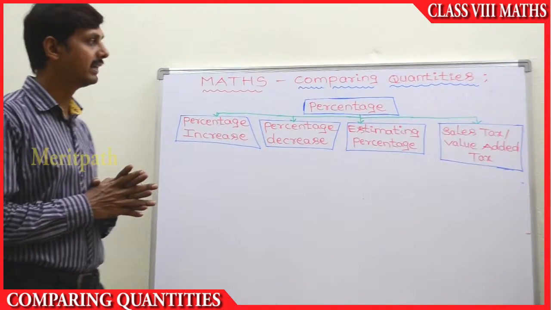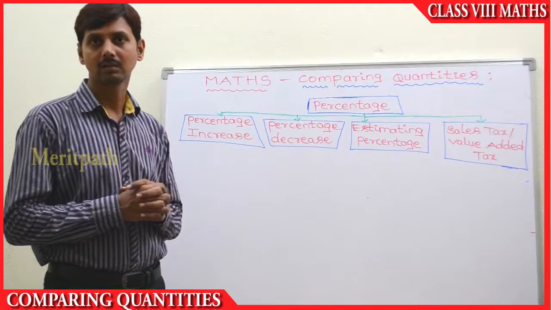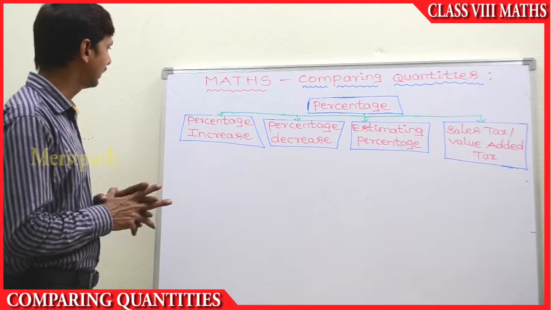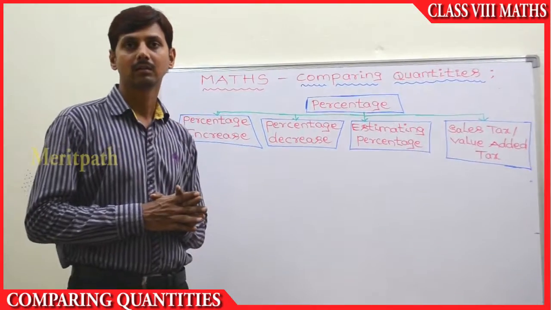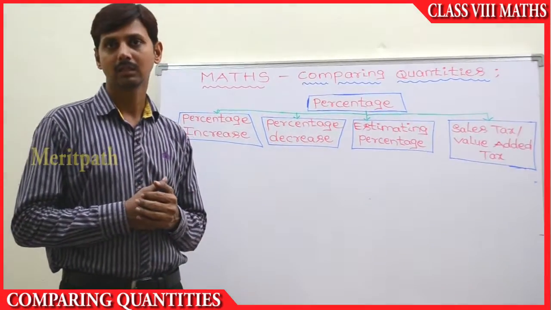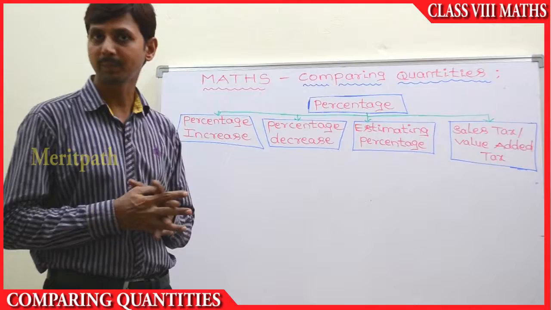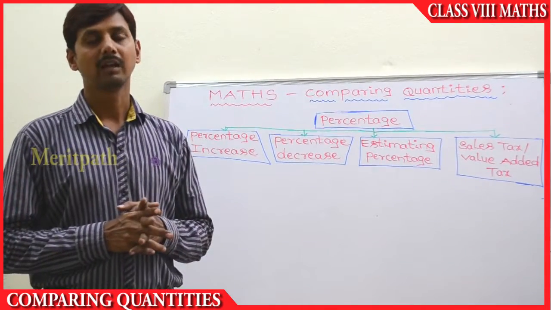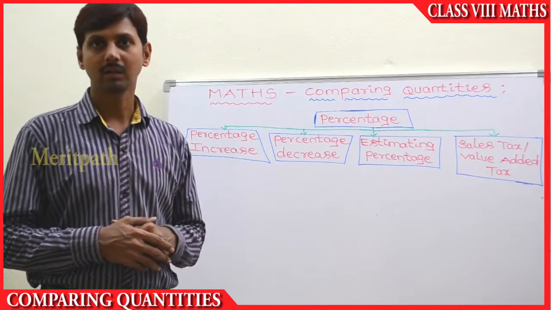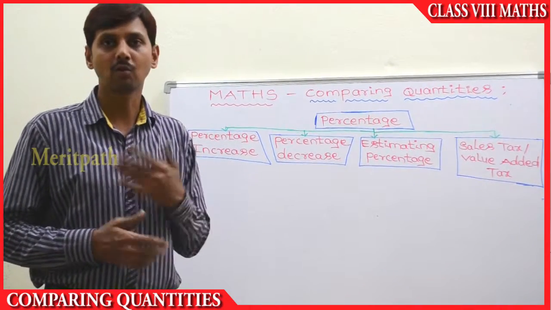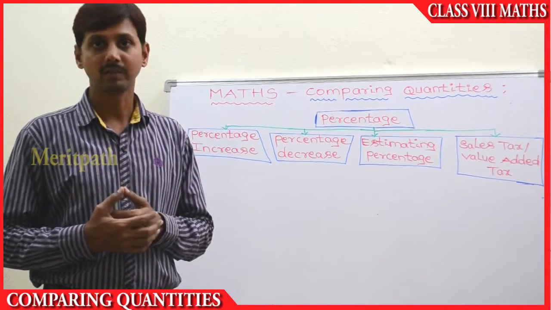and sales tax or value added tax. So let's start with the percentage increase. A motorbike has a cost of 50,000 rupees. If it increases by 10% in the next year, then what is the increase of the cost of the bike? We need to find out.